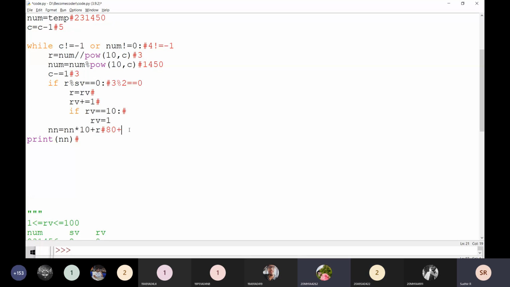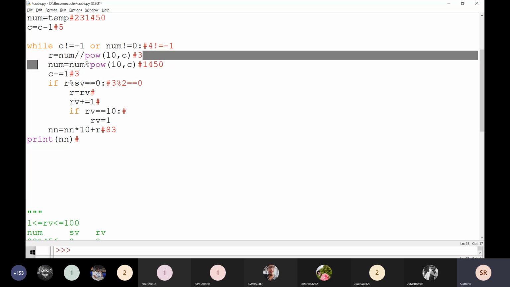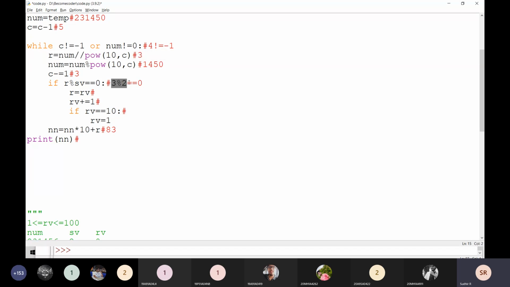R value is 3 only. Okay, 80 plus 3, then it becomes 83. R value is not changing here, R value is 3 only. Why? Because 3 is not divisible by 2.